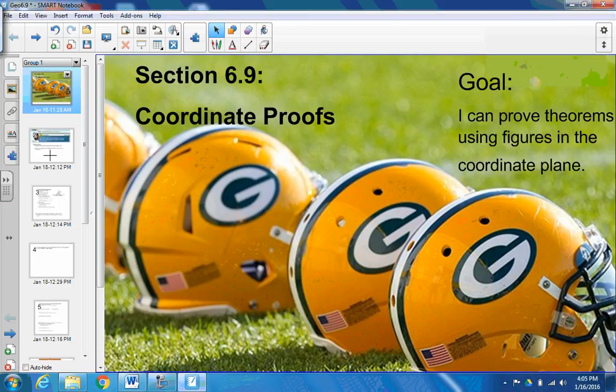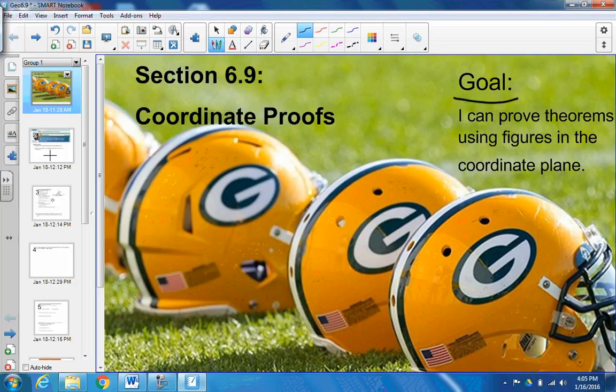So the last couple sections we've been talking about coordinate geometry, how we can use the midpoint formula, the slope formula, the distance formula, and then also how we can label different things on a coordinate plane in case we're just trying to prove a general proof and choose how to shape the polygon on the coordinate plane. So we're going to use all that, and our goal here is to prove theorems using figures in the coordinate plane.